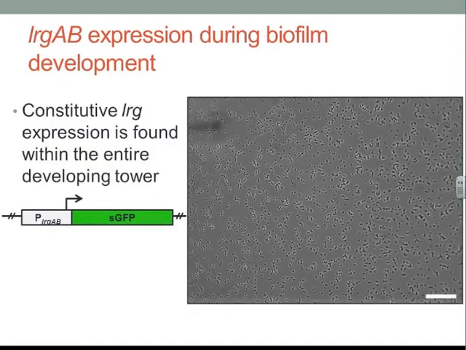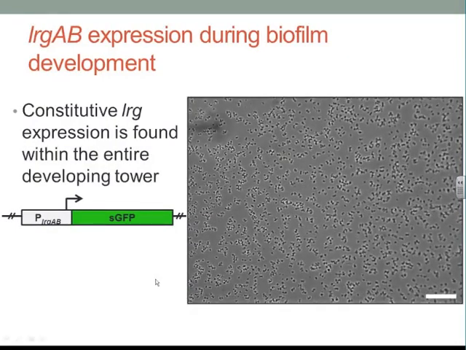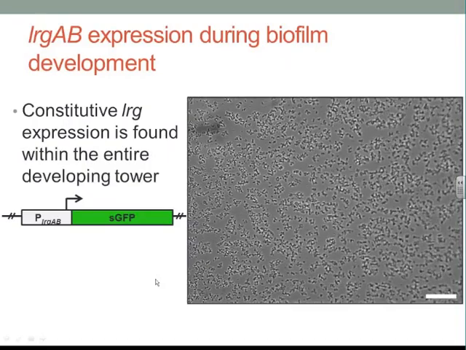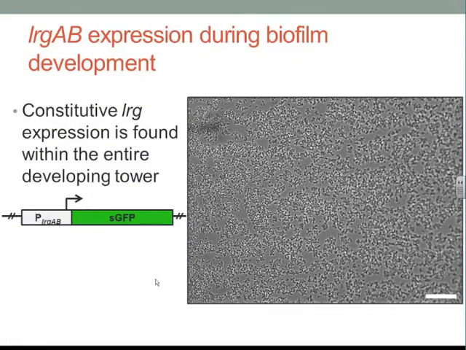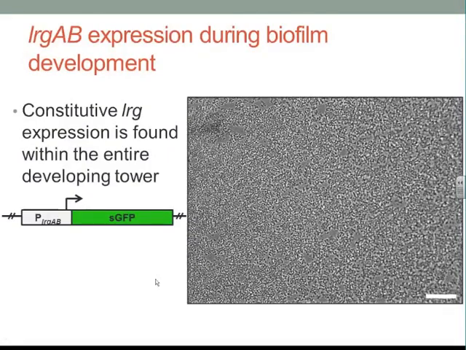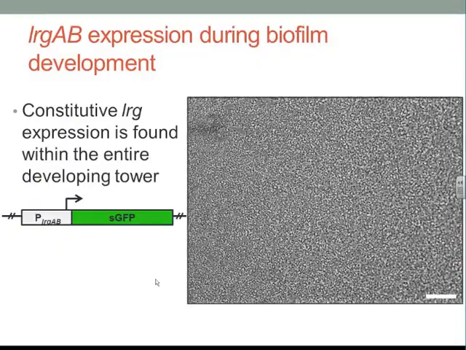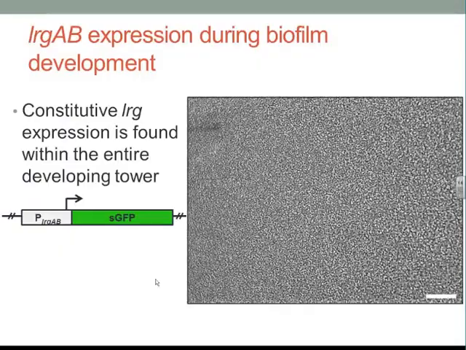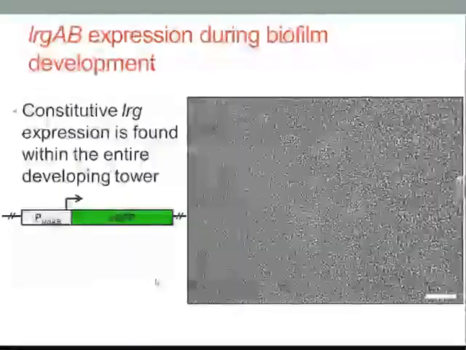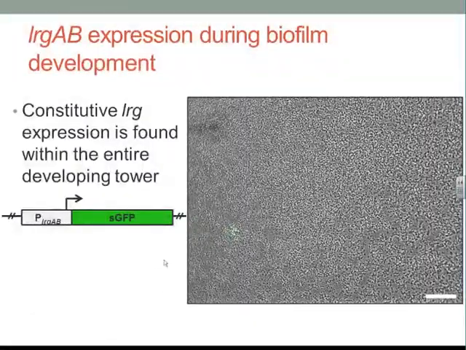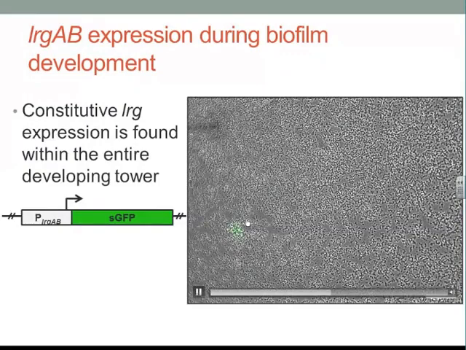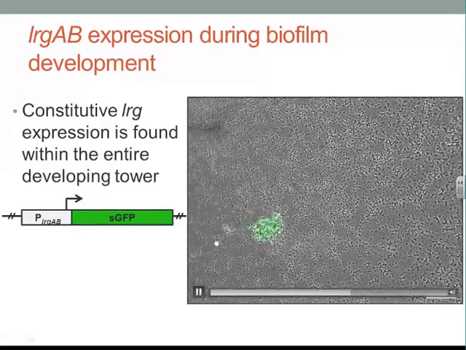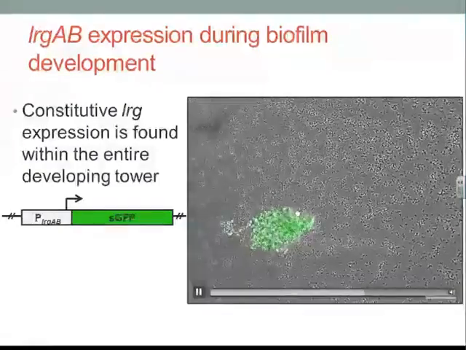Now, we did the same thing with our wild type containing the lerD promoter fusion to GFP. What you see is the very same basic growth characteristics that we previously saw in our other strain background. You see this early confluent layer, then a little bit of dispersal, and then brightly, highly fluorescent constitutive expression of lerD throughout the entire tower formation.